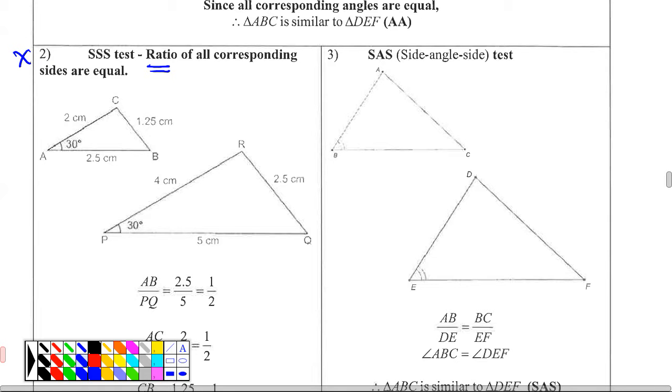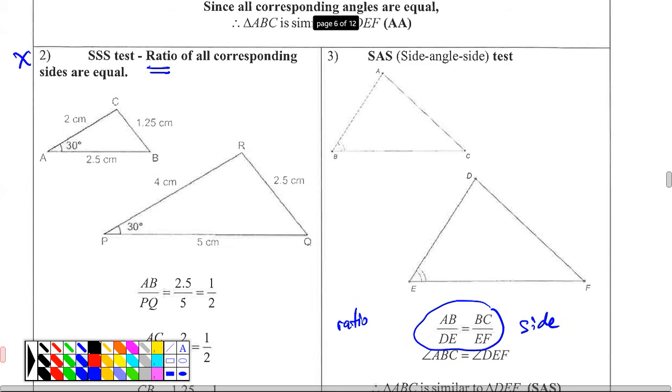Third one, SAS. SAS stands for side angle side. The side here means the ratio. This is the side, and we are talking about the ratio being the same. Again, most of the time, only 5% we are using this one. So the majority of the time we are using AA.